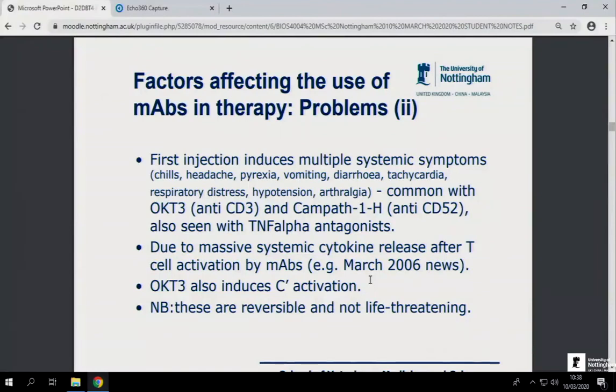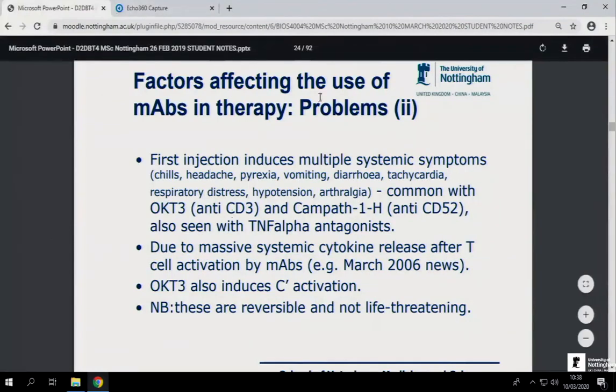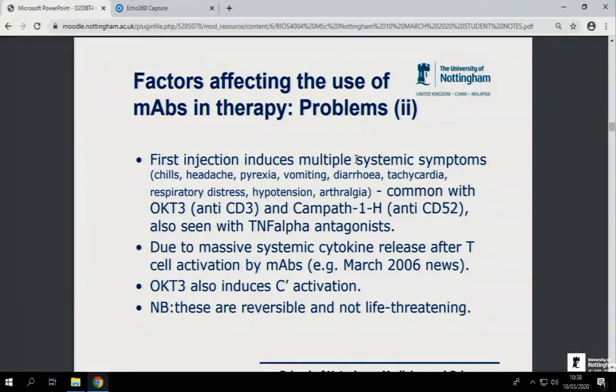So there are other problems as well. First of all, you might do the first injection and you get multiple systemic symptoms: chills, headaches, pyrexia, vomiting, diarrhea, heart problems. All these things can be a real problem. And that's happened, as you'd expect, with some of these monoclonal antibodies already. There's one called OKT3, which was an anti-CD3 marker. And this one made by a company in Cambridge called Campath, that was an anti-CD52 antibody that was used in patients. And they became very, very ill as soon as you put this antibody into them. So they had to have lots of drugs to stop them feeling ill.